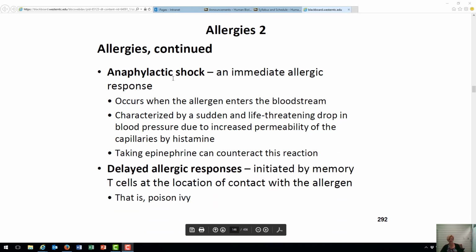So anaphylactic shock is when the allergen, or the antigen, enters the bloodstream, and then we see a drop in blood pressure and narrowing of the airways, like we said. And if we have an EpiPen available, that can counteract that reaction. So it's really important. Anybody who's at risk for anaphylactic shock, particularly people with food allergies or allergies to bee stings, definitely wants to make sure they have that EpiPen available and ready to use at any time.